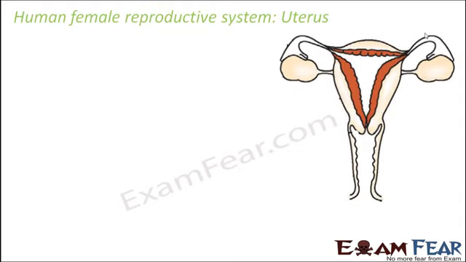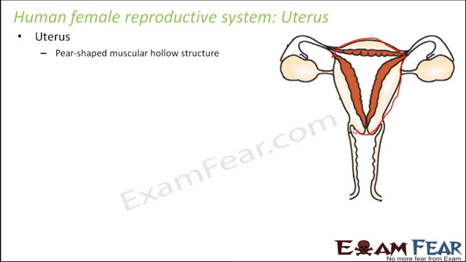So let us now talk about the next important part, that is the uterus. What does the uterus do? It is also known as the womb in common words. It is a pear-shaped structure which is muscular in nature. It is made up of muscles and is in the shape of a pear. If you look at the shape of the uterus alone, you would see that it is in the shape of a pear and it is a muscular structure. It is made up of muscles and that is why it can have contraction and expansion.